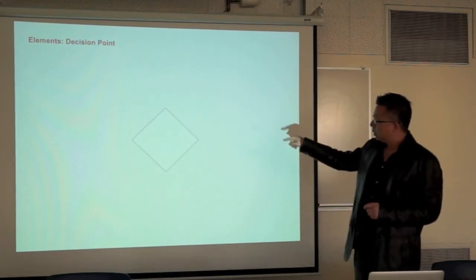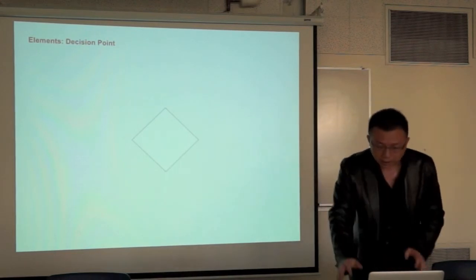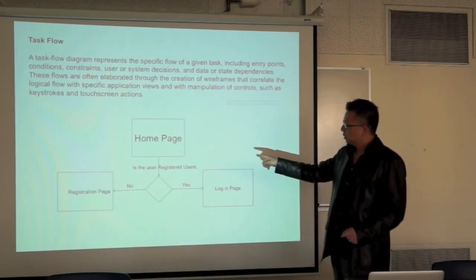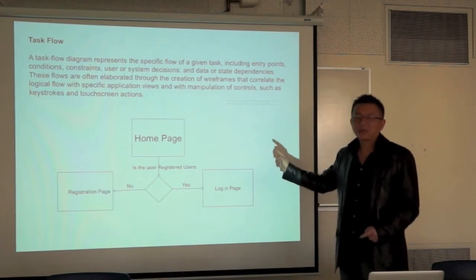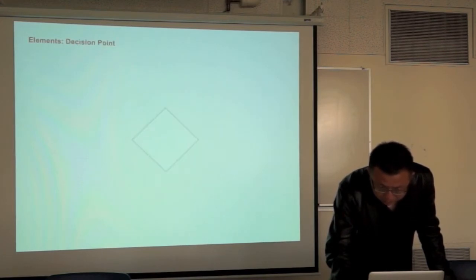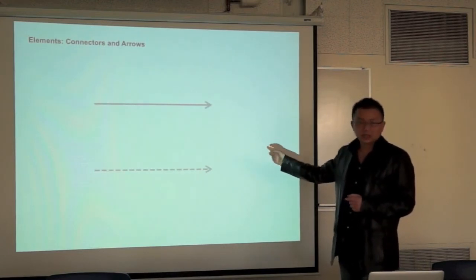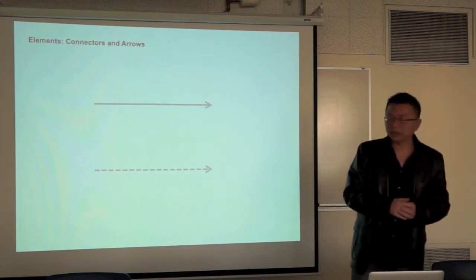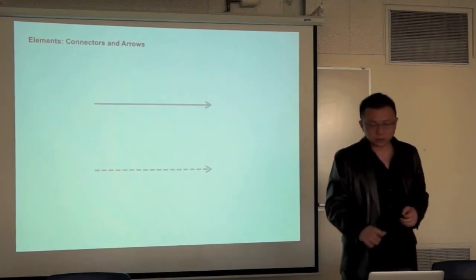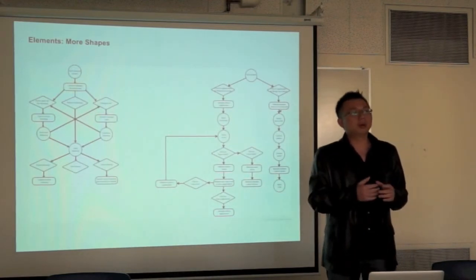So a diamond shape means a decision point. Every time you want people to make a decision, you use this. Of course, you will use connectors and arrows, or some dashed connectors and arrows to show some special situation, for choices. But that's just some simple, basic way people do it.